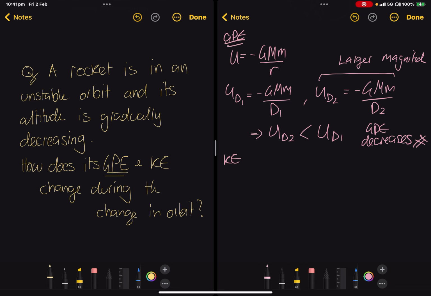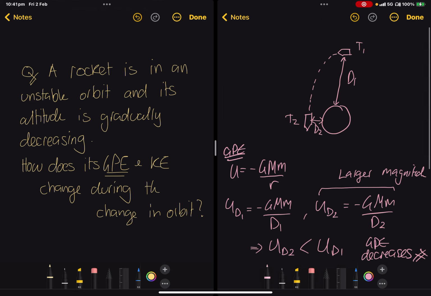Now I've got kinetic energy. Kinetic energy, KE, is 1/2 times mass times velocity squared. If we look at these two positions, T1 and T2, an object loses orbital altitude if it does not have a sufficient velocity to retain its orbit. So it has a particular velocity vector up here, which we'll call V1, and then it has another velocity vector down here that we'll call V2.